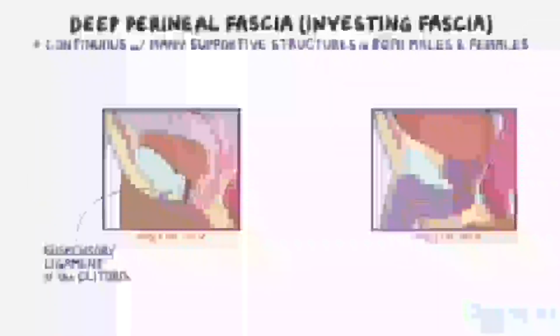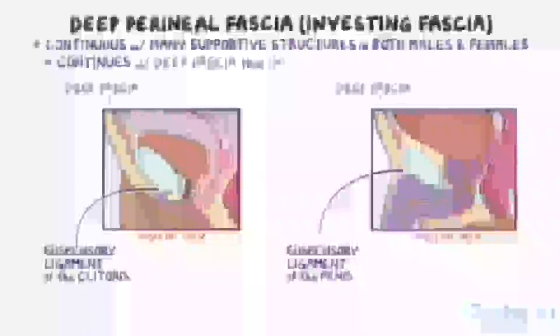In females, it continues anteriorly with a ligament that supports the clitoris, called the suspensory ligament of the clitoris. In males, it continues with a similar ligament that supports the penis, called the suspensory ligament of the penis. Finally, the deep perineal fascia continues above with the deep fascia that invests the muscles of the abdominal wall.